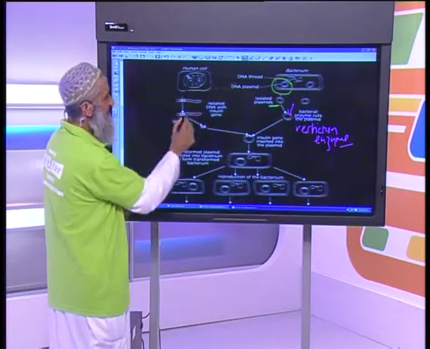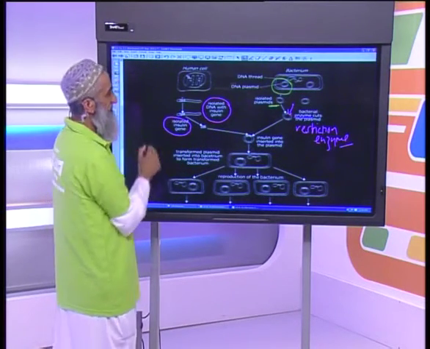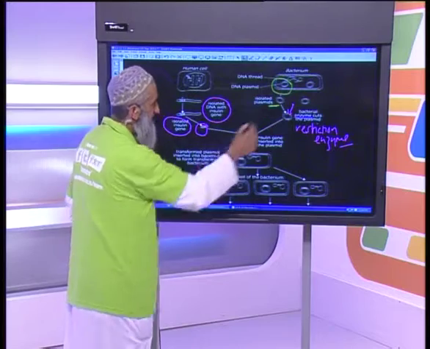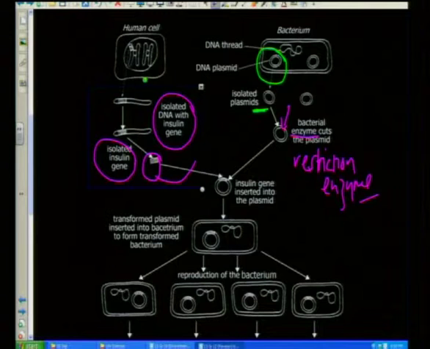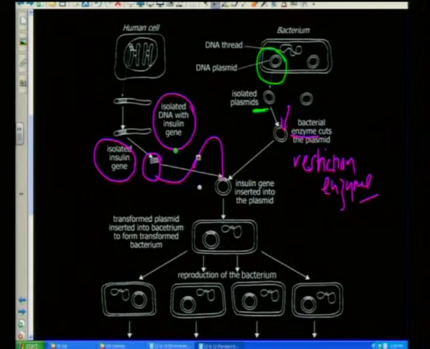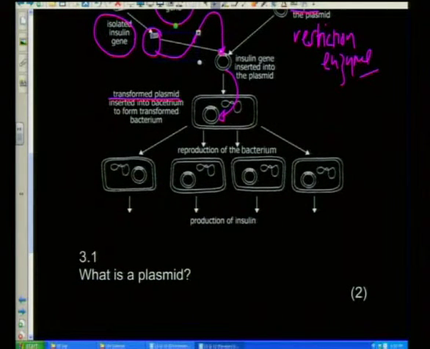Now notice what they've done here. They've isolated the DNA, they've taken out the insulin gene, they've cut it, also the same process, restriction enzymes. They've taken this gene and inserted it here, also with an enzyme. And they then take this whole plasmid and put it back into the bacteria. Now what do we have? We have a transformed plasmid in this bacteria, so we have a transformed bacterium.